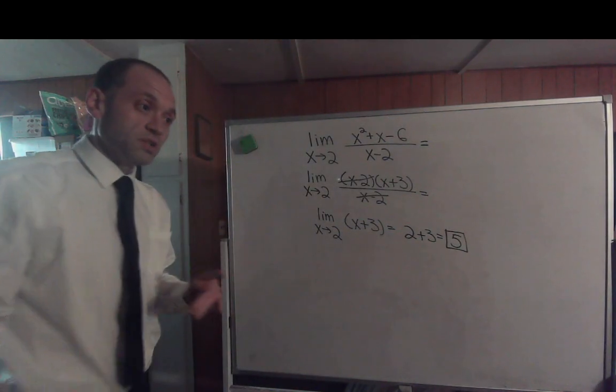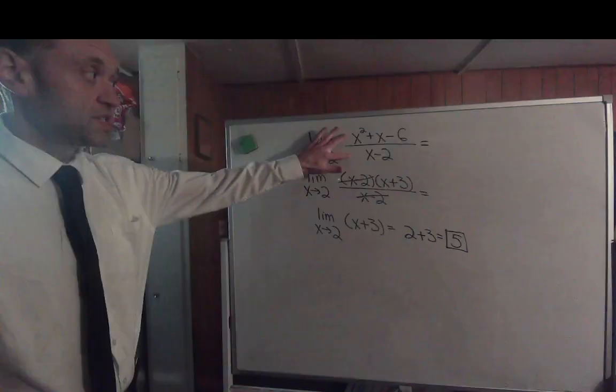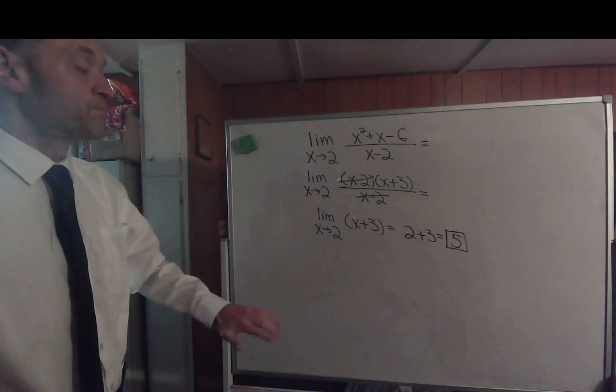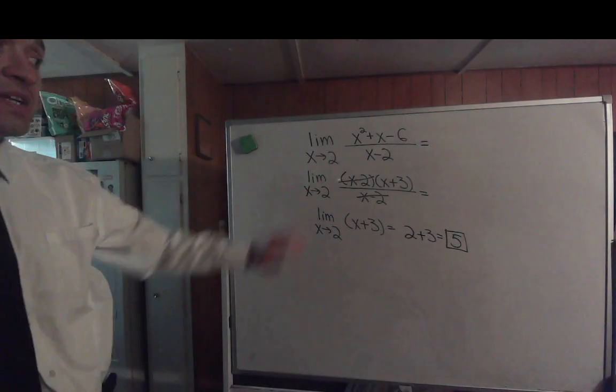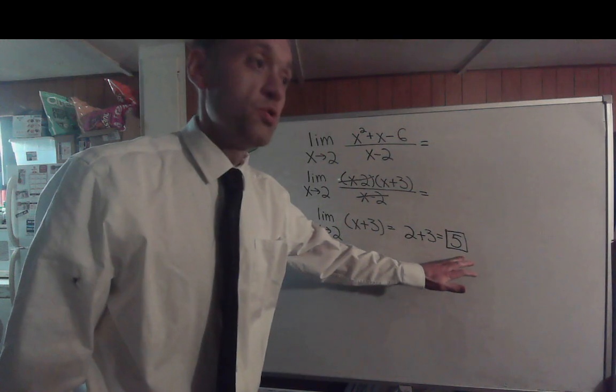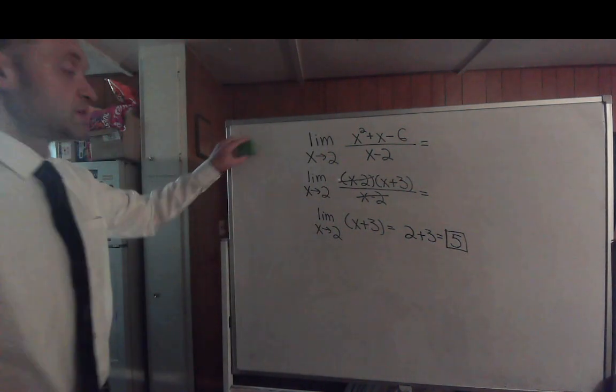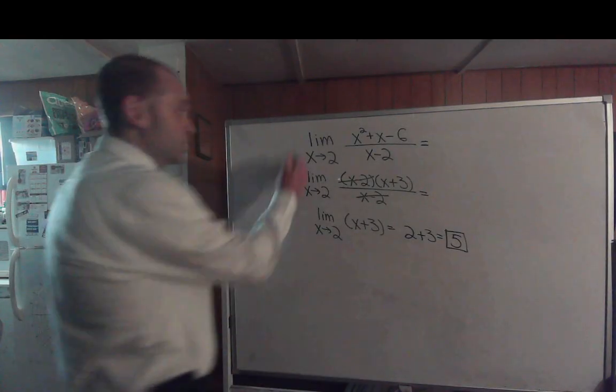And if you were to look at this graphically, let's say you put this into a graphing calculator, you would see that as x approaches 2 from both the right and left hand side, your y value will approach 5. So factoring is a very good strategy.